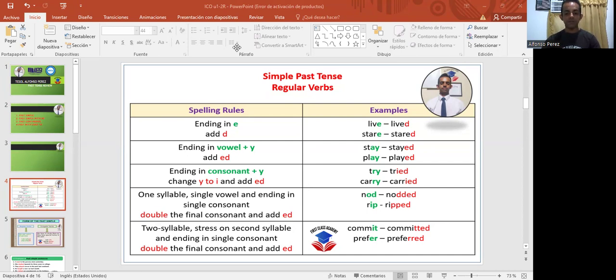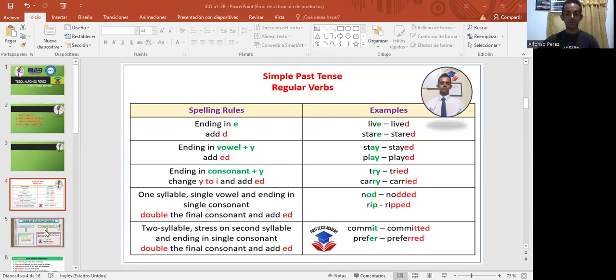Two syllables, stress on the second syllable and ending with a single consonant: double the final consonant and add ed. We have the word commit. Why are we doubling the consonant? Because the consonant follows the stressed vowel. Commit, so the stress is on the second vowel. That's the reason why we double T. So the vowel is between M and T, so we double T because it's a stressed vowel. Prefer. The second vowel has the stress, so we double R: preferred.